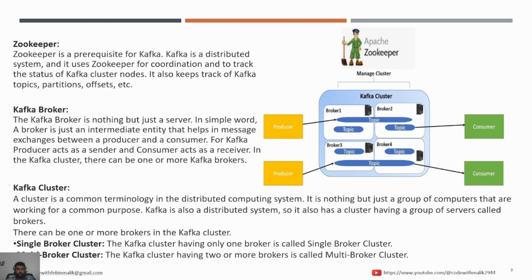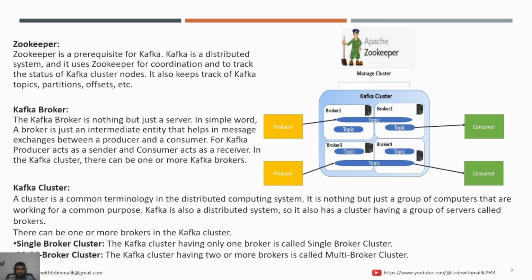Kafka broker. The Kafka broker is nothing but just a server. In simple words, a broker is just an intermediate entity that helps in message exchanges between a producer and a consumer. For Kafka, producer acts as a sender and consumer acts as a receiver. In the Kafka cluster, there can be one or more Kafka brokers. Kafka cluster. A cluster is a common terminology in the distributed computing system.